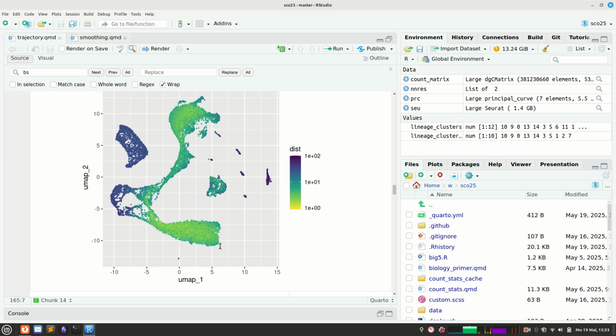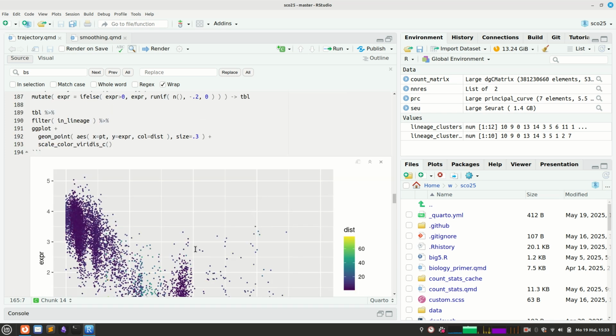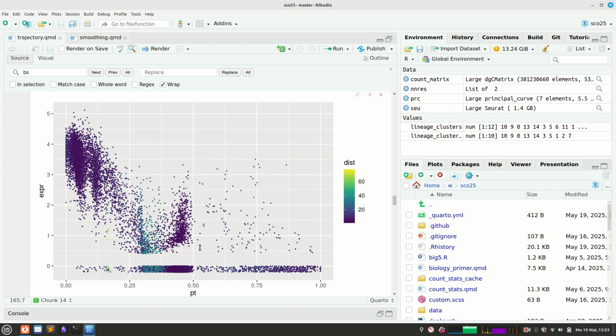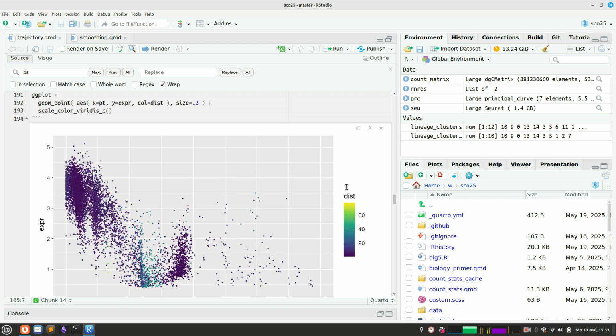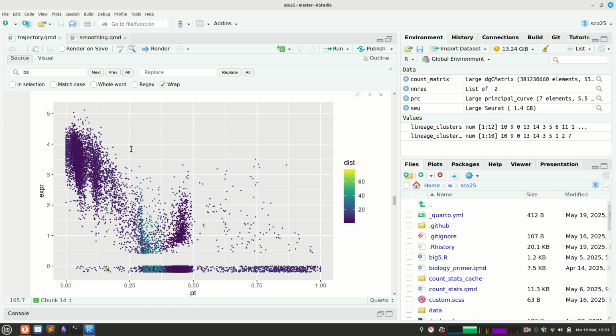And in the cells along this. One thing I can do is pick a gene and ask what this gene's expression is along the pseudotime. So in this plot, every dot is a cell. The x-axis is the cell's pseudotime, how far along the curve it is, and the y-axis is the cell's expression strength. And the color tells us how close the cell was to the curve. As you see, I only kept those which are reasonably close.